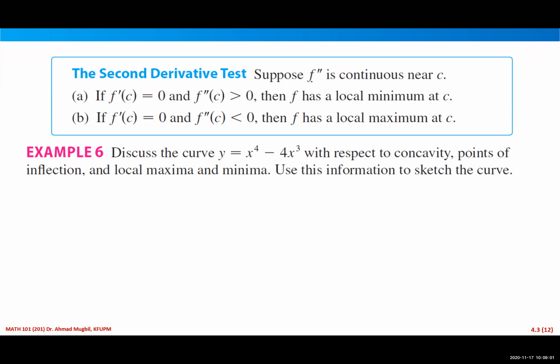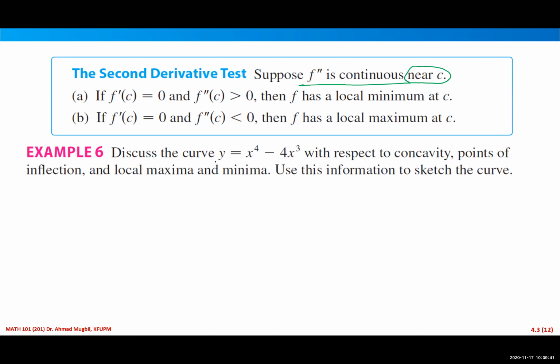We will see that. If the second derivative is continuous near a number c, and the first derivative at that number is 0, and the second derivative is positive, then the function has a local minimum at that number. But if the second derivative is negative, it will be a local maximum. But what about if the second derivative is 0? It is not positive, not negative, I don't know. In this case, the test will fail. The test will tell you nothing about this point. If the second derivative at c is 0, for example, in that case, we cannot decide.